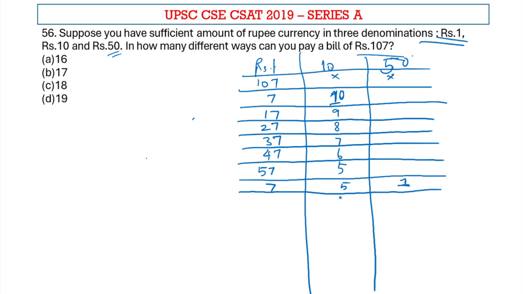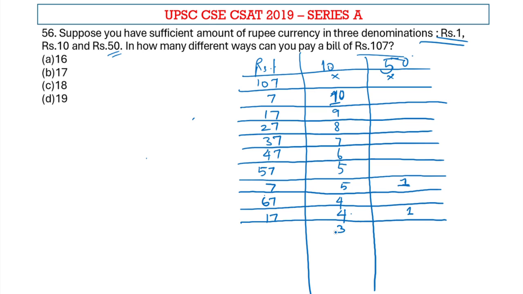Now again with 10 rupees, we'll reduce the number because we've been following this pattern. Now if I am taking 4 notes of 10 rupees, that is 40, the remaining 67, I can pay it with 1 rupee notes, or I can use 1 50 rupee note and 4 10 rupee notes, that is 40, and 1 50 rupee note is 50, so add up, that is 90. So the remaining 17 rupees can be paid with 1 rupee notes.